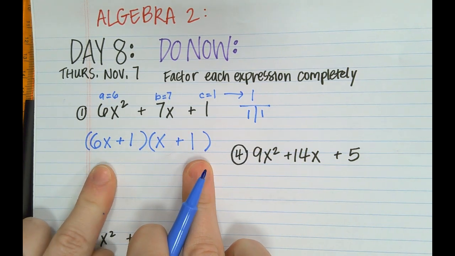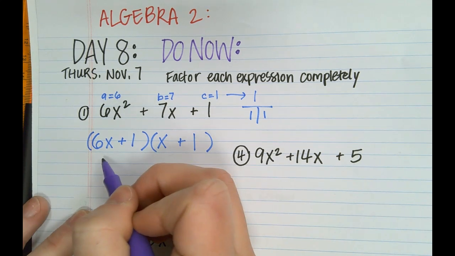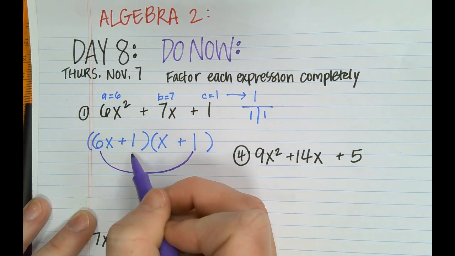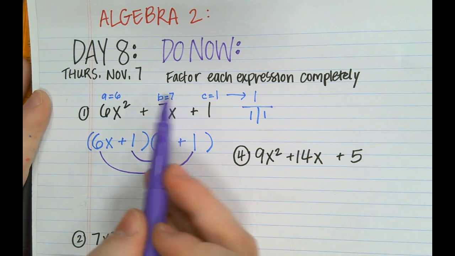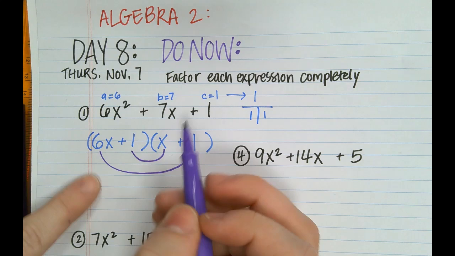So we just need to double check and make sure this is correct. How do we check that this is the correct answer? We're going to do the rainbow method. I'm going to multiply my outside terms and my inside terms, add them together, and make sure that we come up with the same thing as our middle term here, 7x.